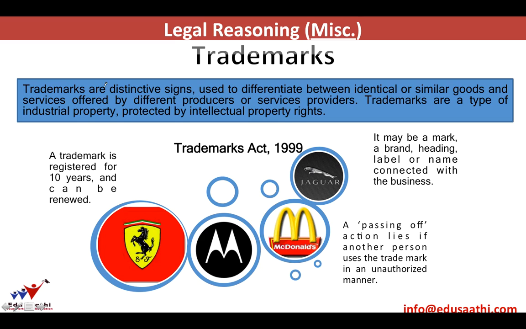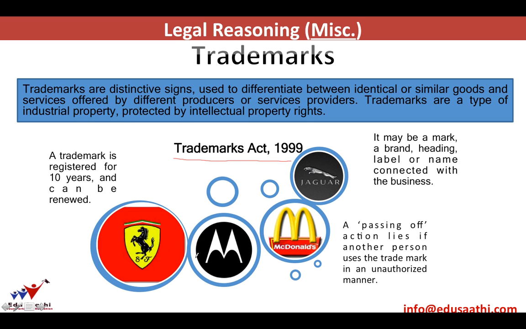Next is trademark. Trademarks are distinctive signs used to differentiate between identical or similar goods and services offered by different producers or service providers. Trademarks are a type of industrial property protected by intellectual property rights. The Trademarks Act 1999 provides for the trademarks.